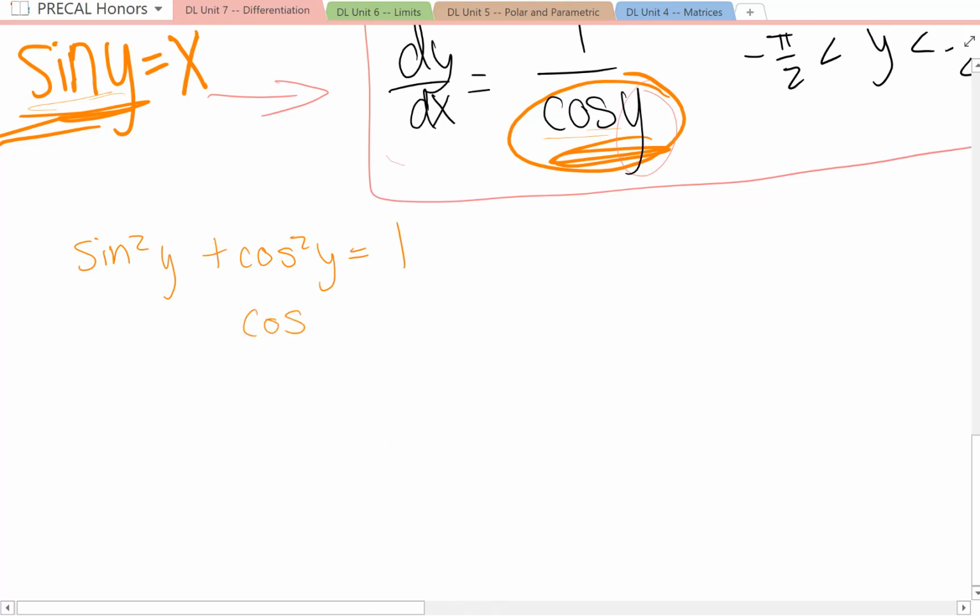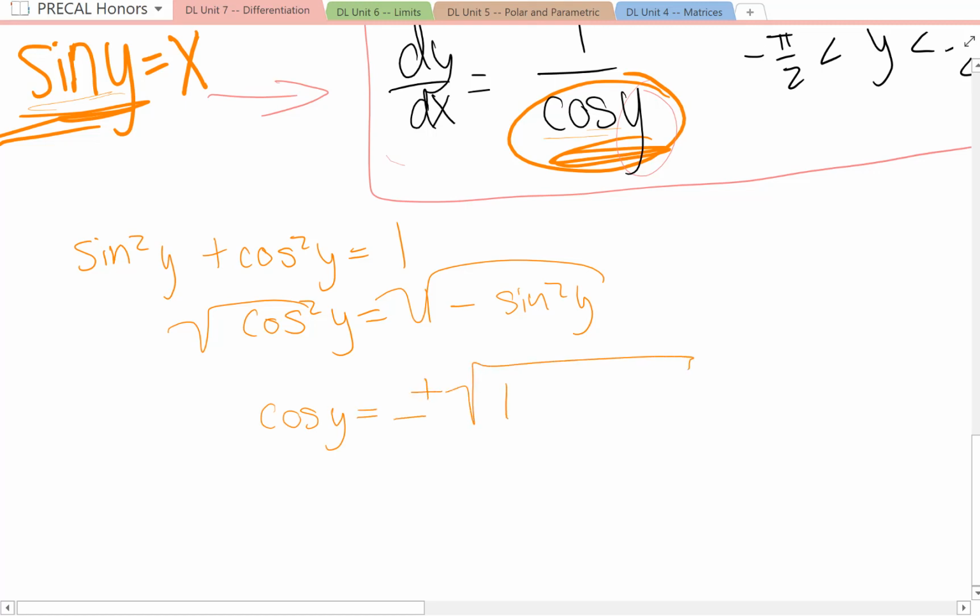So subtract sine squared y on both sides, square root both sides. Cosine y is equal to plus or minus the square root of 1 minus sine squared y. But which one do I replace it with? Do I put positive root 1 minus sine squared y? Do I put negative root 1 minus sine squared y? Do I even know what the values of cosine y are giving me?